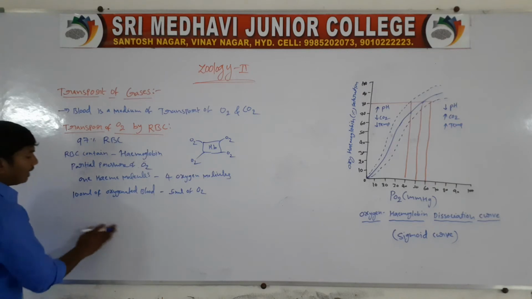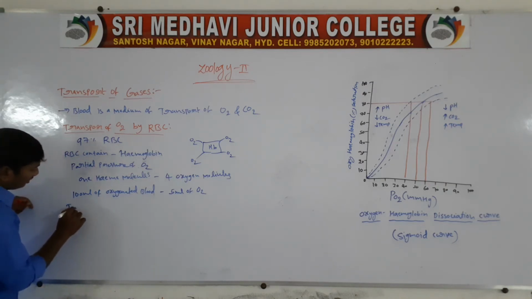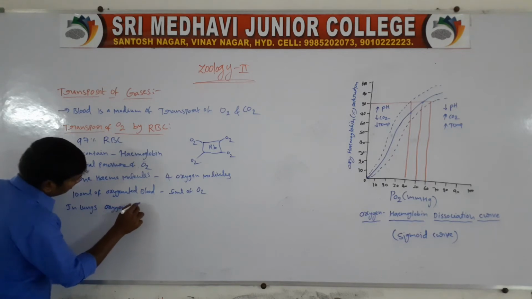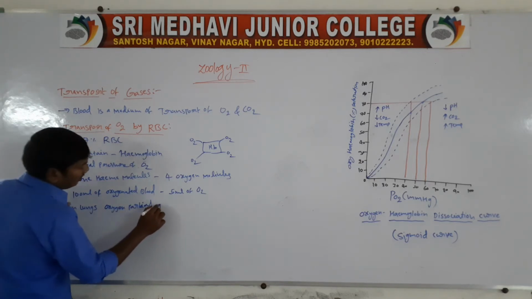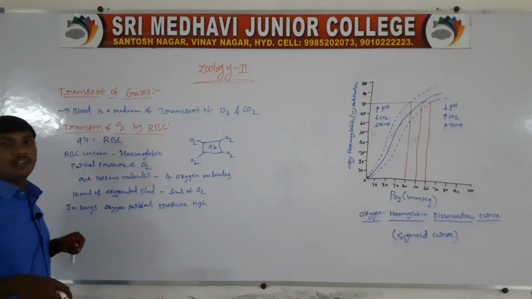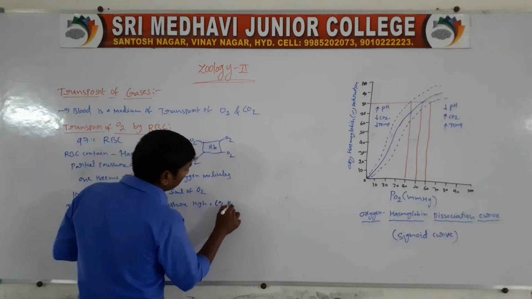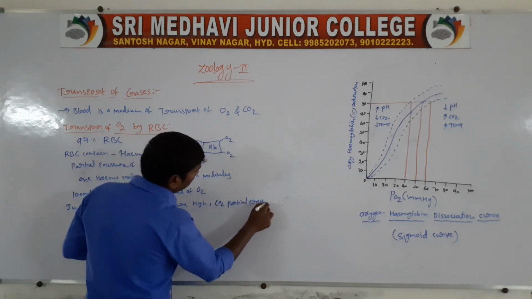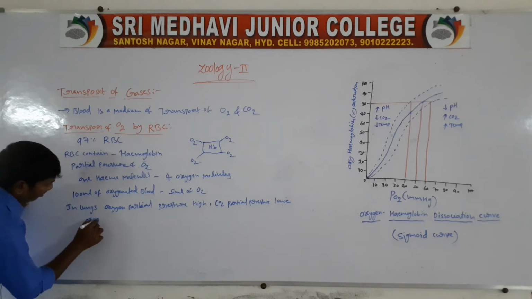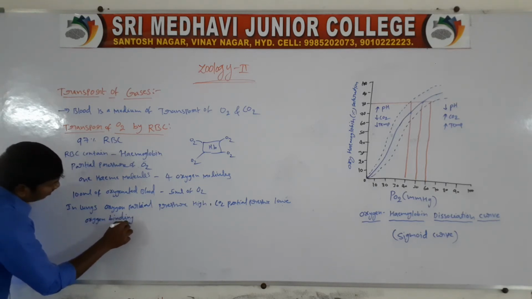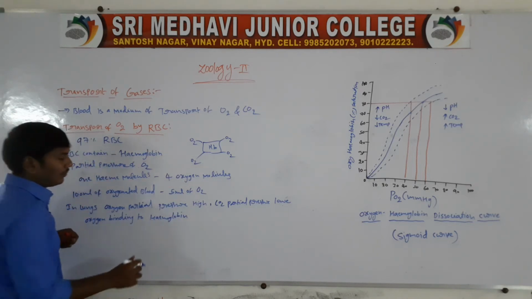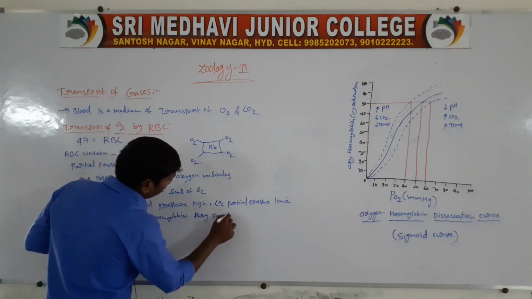Next one, in the lungs. In the lungs, oxygen partial pressure is high, and CO2 partial pressure is low. At that time the oxygen binds to hemoglobin, forming oxyhemoglobin.